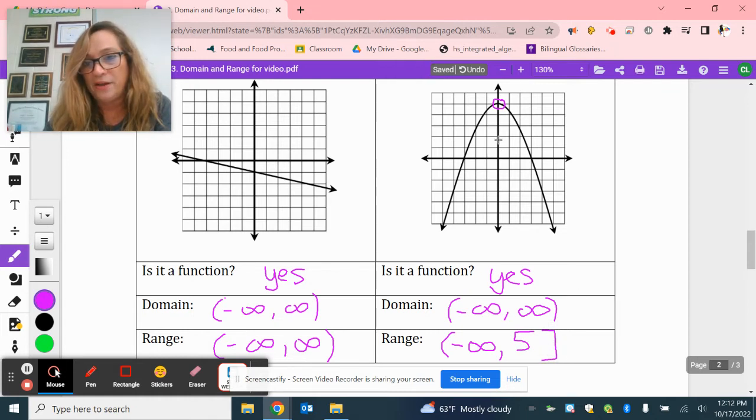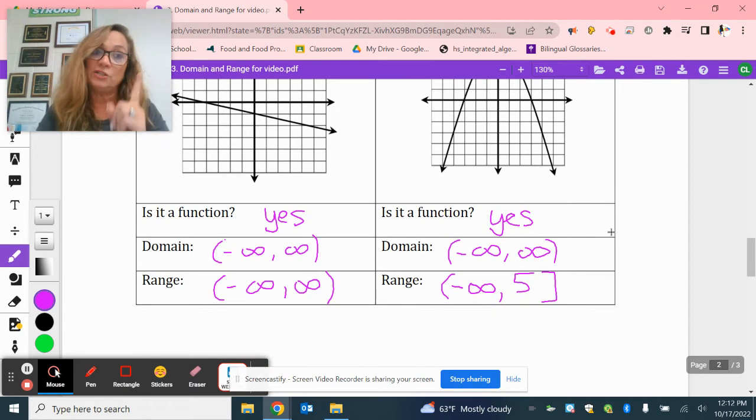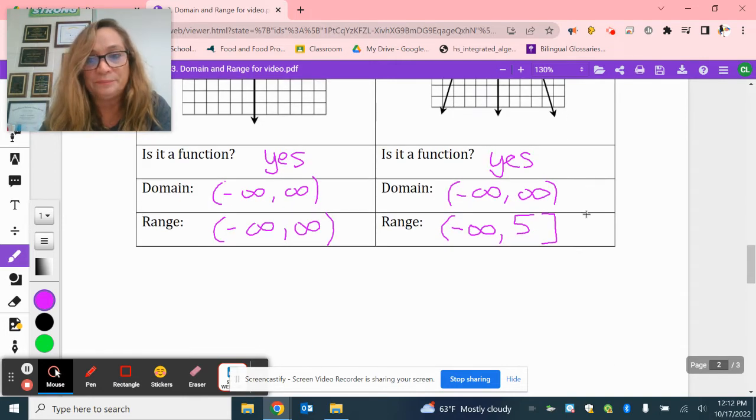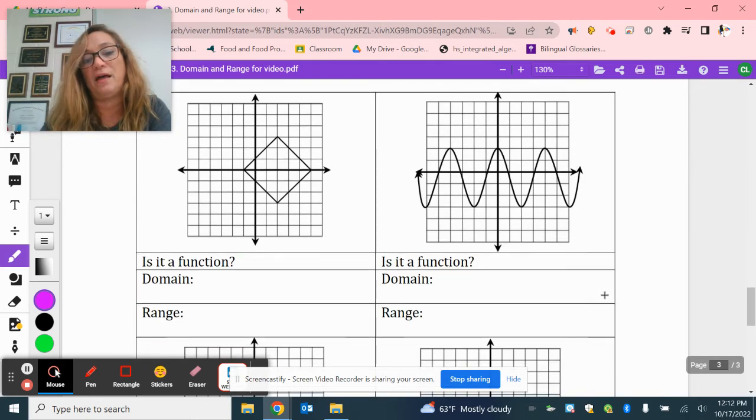So it stops at 5. Let me double check my counting. 1, 2, 3, 4, 5. Yeah, so that stops at 5. That is definitely a parabola. I know I called the first one absolute value by mistake because I didn't check my slope, but that is definitely a parabola. Okay, so pause, stop the video, try to do some by yourself, and then turn it back on.